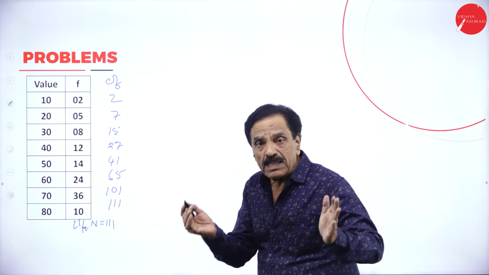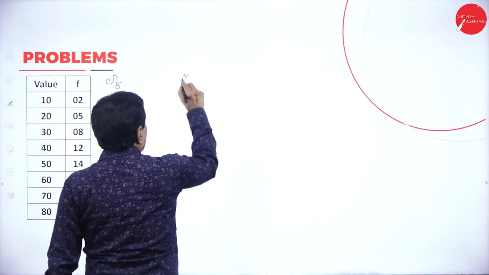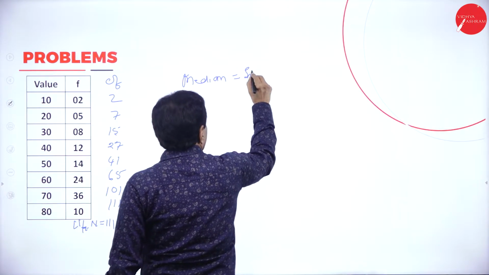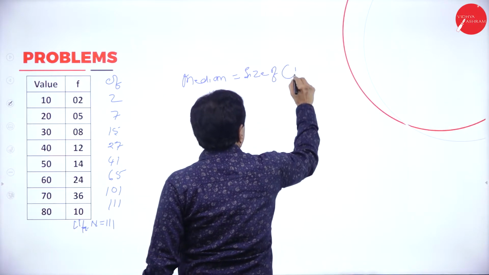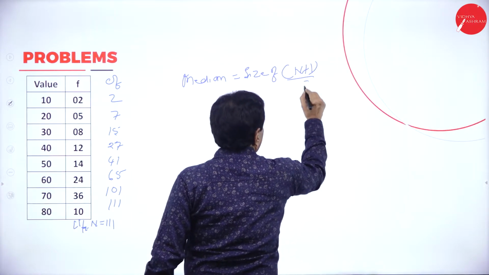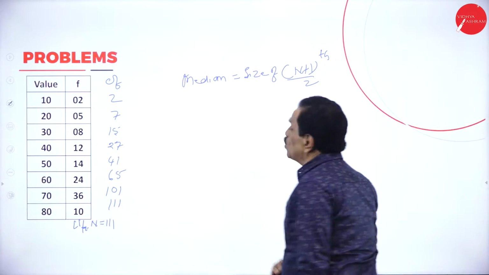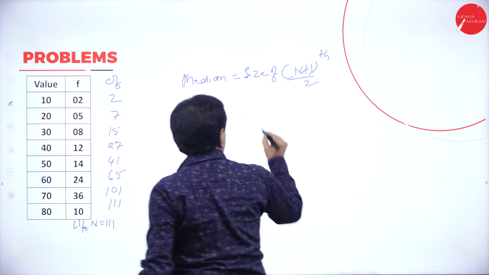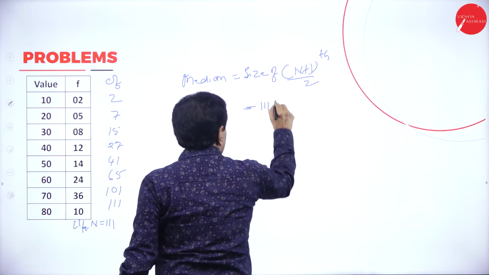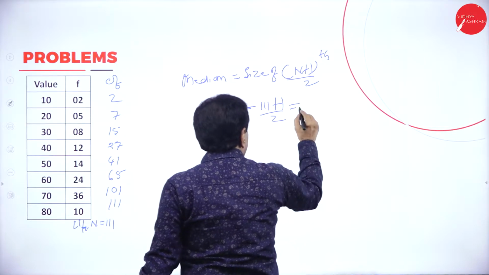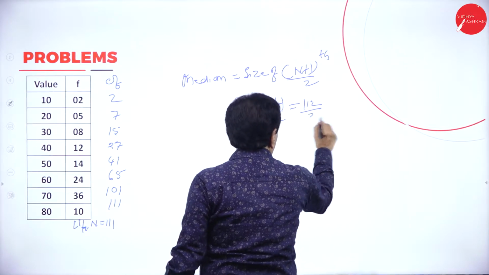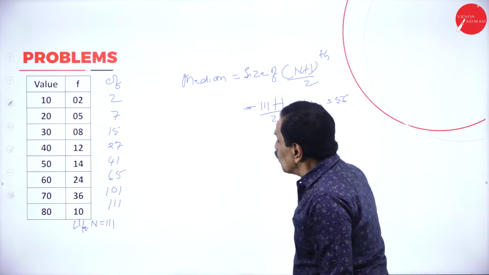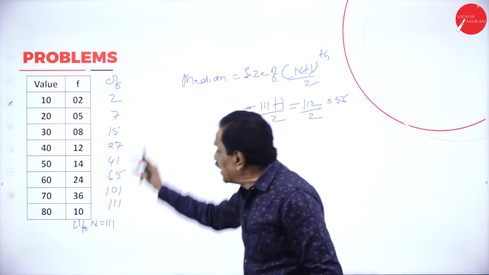Now, you apply the formula. Median is equal to size of (n plus 1) divided by 2th item. N is equal to total number of frequency. What is your total number of frequency? 111 plus 1 divided by 2. It is nothing but 112 divided by 2. This is 56. Find 56 in cumulative frequency.